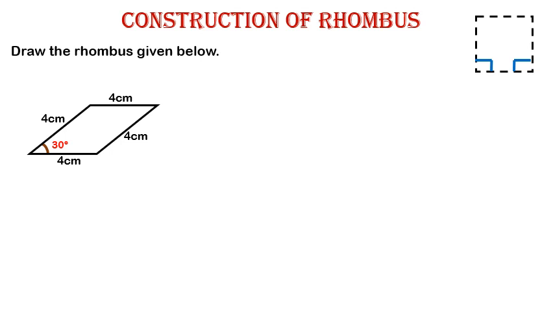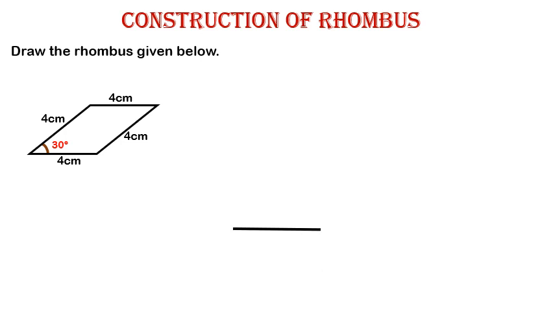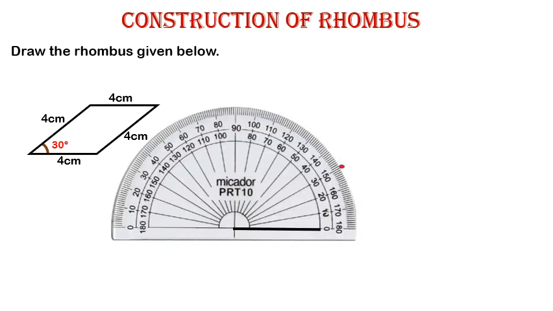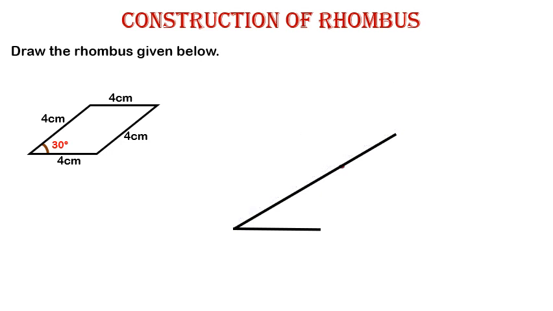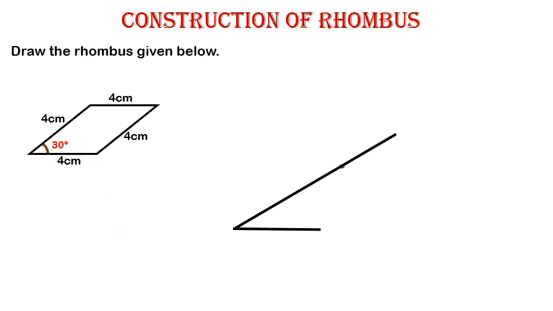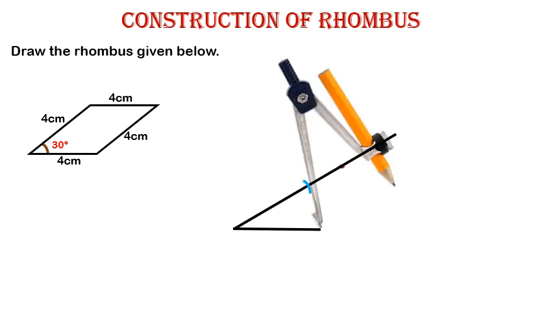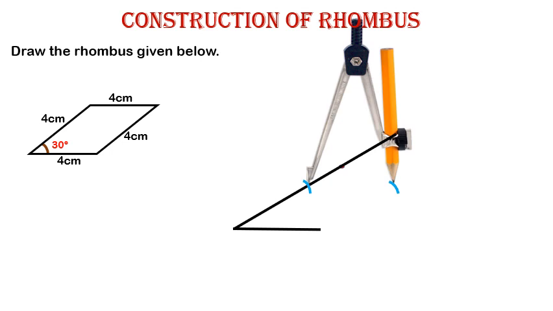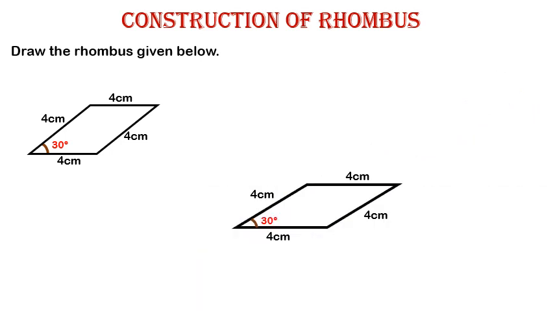First draw a horizontal line of length 4 cm. Then use a protractor and mark a 30 degree angle. Then use a ruler and draw a line. We know all four sides of a rhombus are equal. So take 4 cm in a compass and draw one arc on the slanted line. Then repeat the same from the other end like this. Then complete the rhombus with sides 4 cm and one angle 30 degrees.